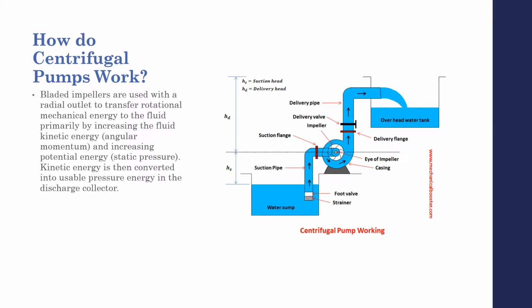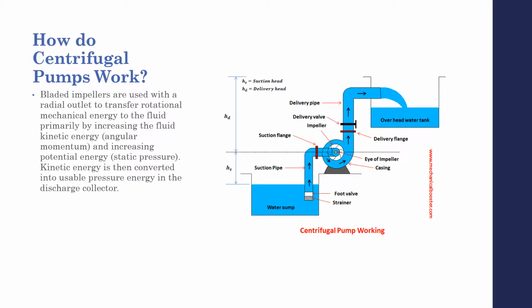Now let's talk about how centrifugal pumps work. Bladed impellers are used with a radial outlet to transfer rotational mechanical energy to the fluid, primarily by increasing the fluid kinetic energy, which is angular momentum, and increasing potential energy, which is static pressure. Kinetic energy is then converted into usable pressure energy in the discharge collector.